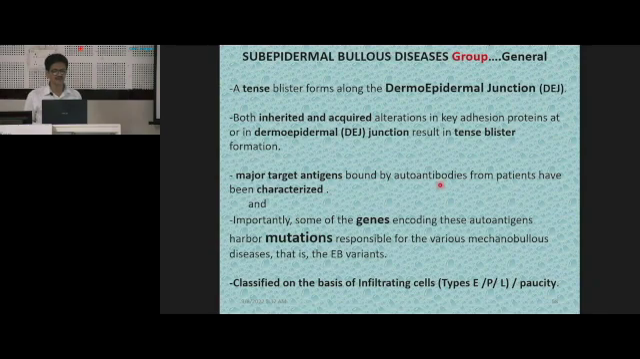Both inherited and acquired alterations in the key adhesion proteins give rise to tense blisters, as against the flaccid blisters of pemphigus vulgaris, because they are subepidermal, very easy to understand.